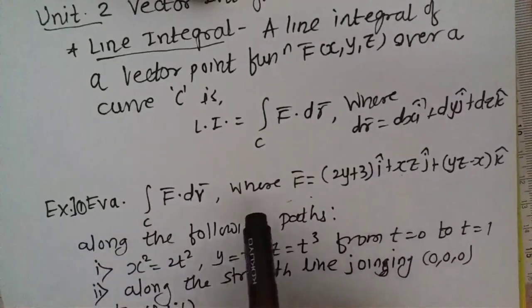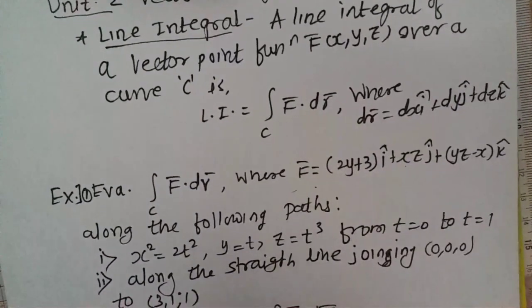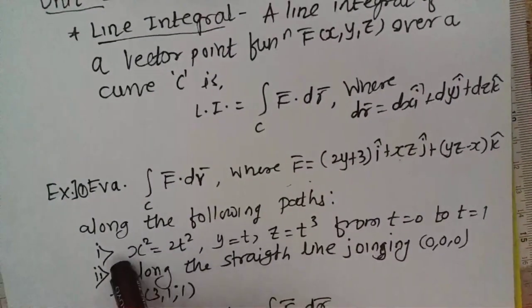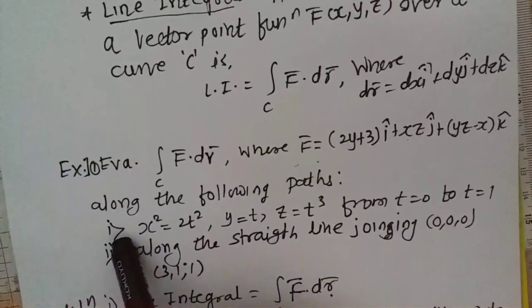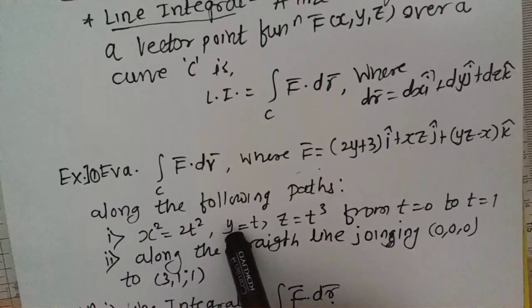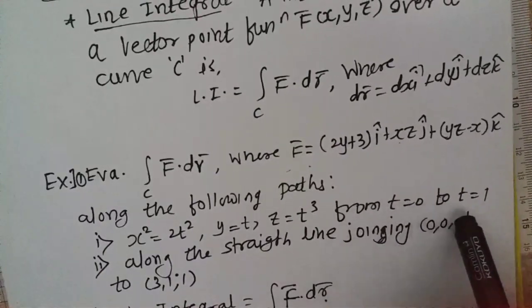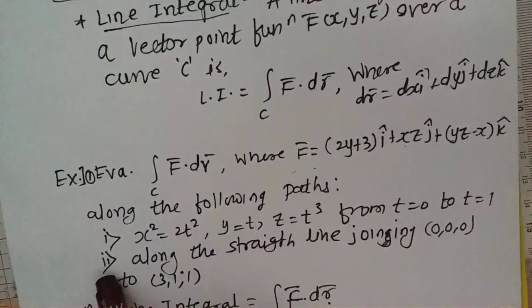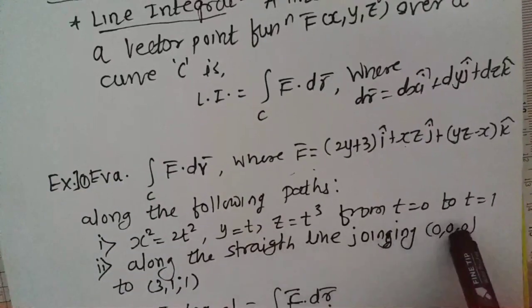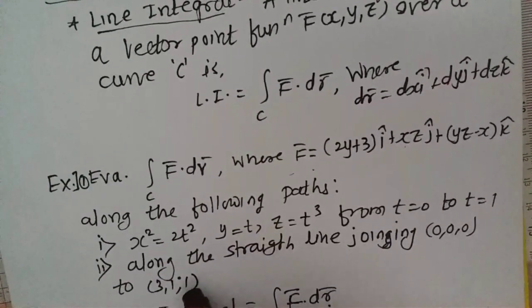The paths mean the equation of the curve C. The first path is x square equal to 2t square, y equal to t, z equal to t cube, from t equal to 0 to t equal to 1. The second path is along the straight line joining 0, 0, 0 to 3, 1, 1.